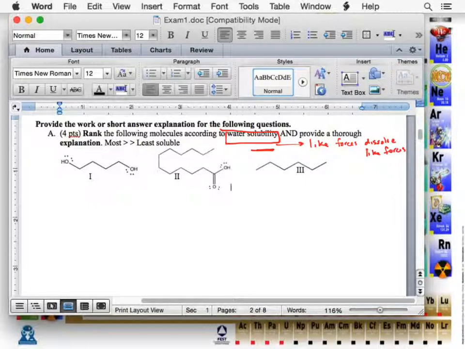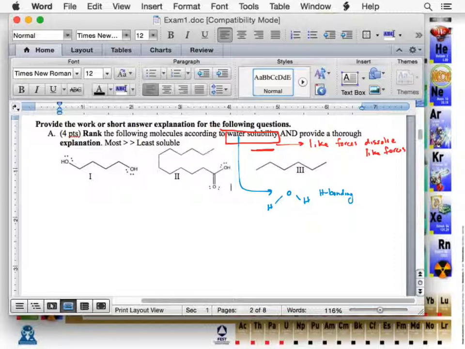Okay, well, if we're doing like forces, then what are the forces? What are the forces found in water? Based on our structure, we have hydrogen bonding. So what is a similar force to hydrogen bonding? True, but hydrogen bonding is even more similar to hydrogen bonding than dipole-dipole. I mean, you can repeat, there's no problem with that.